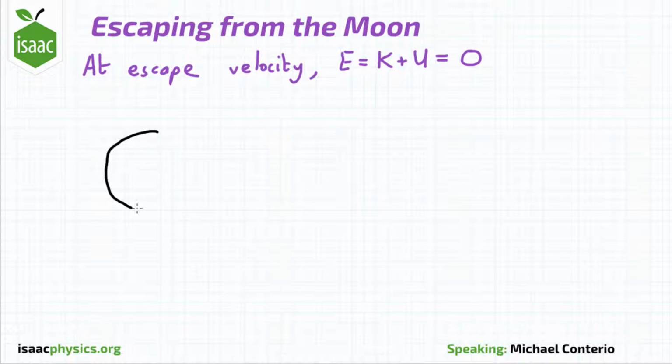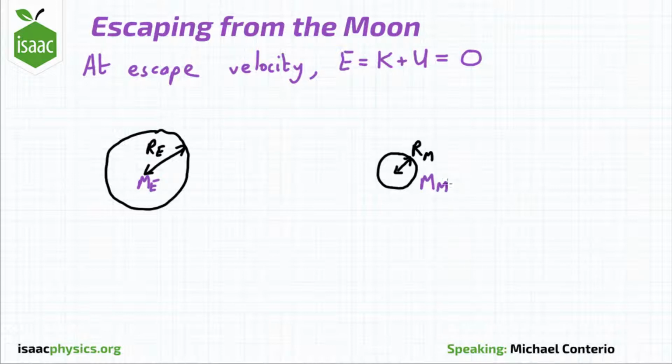But in this question, we need to consider the Earth with radius R_E and mass M_E, and the Moon with radius R_M and mass M_M. We can imagine the same mass, lowercase m, sitting on both. The escape velocity on Earth will be V_E, and the escape velocity on the Moon will be V_M.